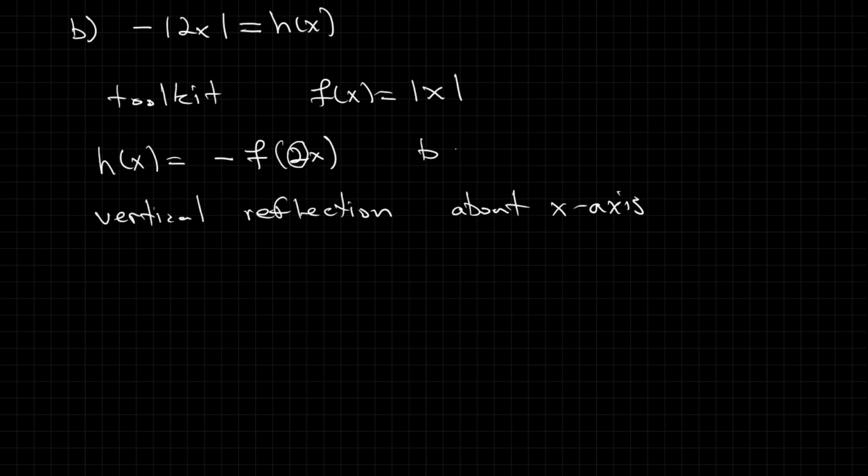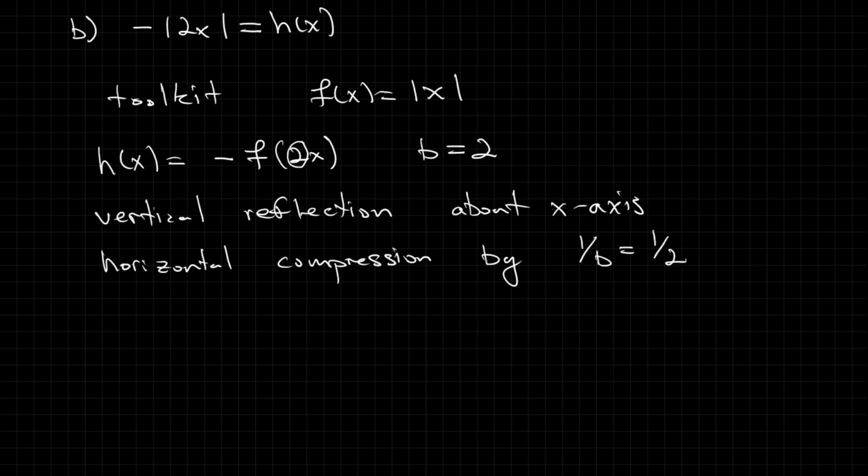It is either going to be a horizontal stretch or compression, and we can identify which one it is by identifying what B is, 2. And remember, the horizontal transformations, they are counterintuitive. Instead of being a stretch, it is going to be a compression. So horizontal compression by 1 over B, and B is 2, so this is going to be by 1/2. After this, we sketch and transform.